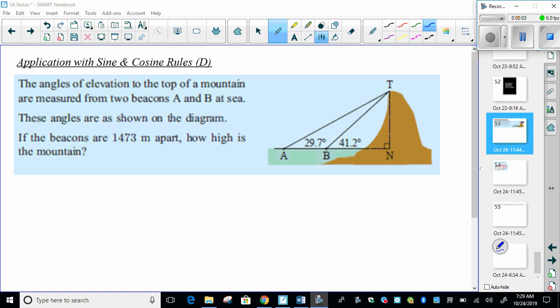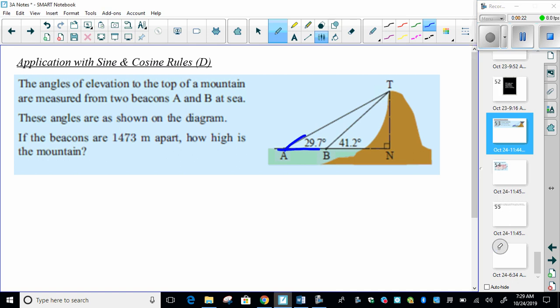Now that you know how to do the law of sines and law of cosines, or cosine rule, sine rule, now we're going to look at some story problems that involve both of these. So in the first one, we have angles of elevation to the top of the mountain. Remember, angle of elevation always goes from the horizon up. So that's my angle of elevation.